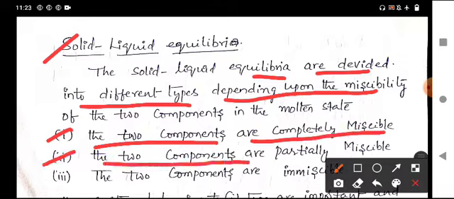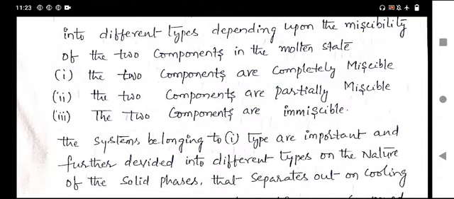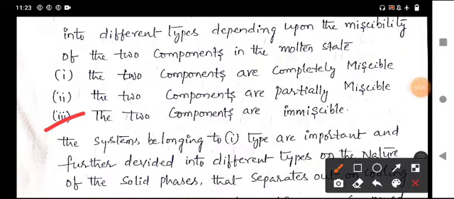The two components are partially miscible, or the two components are immiscible. Based upon the miscibility of the two components in the molten state for a solid-liquid phase, they can be divided into different types. They may be completely miscible, they may be partially miscible, they may be completely immiscible.